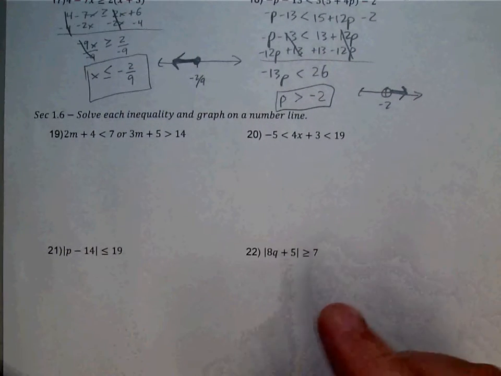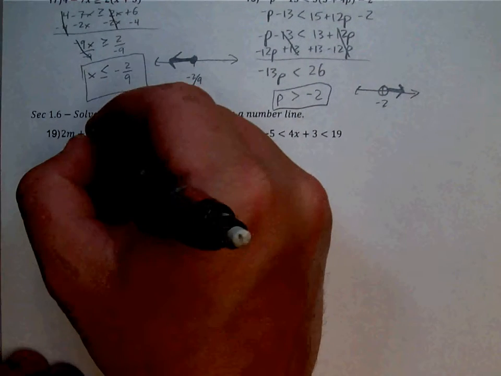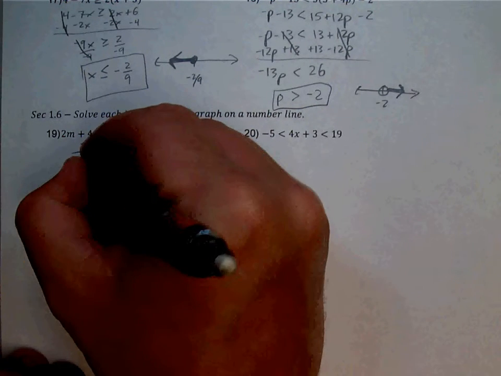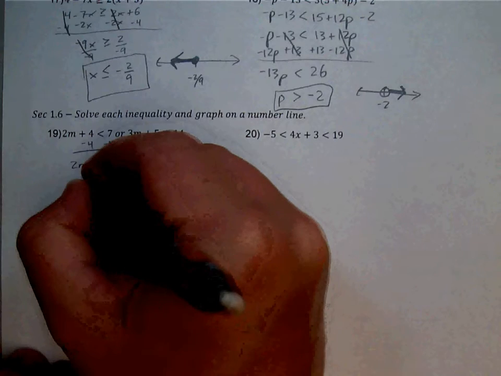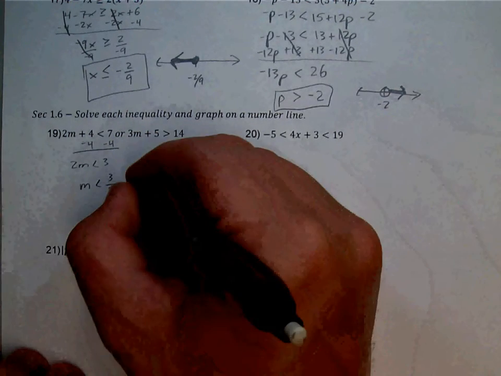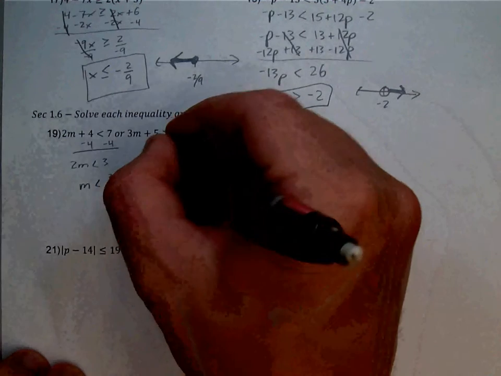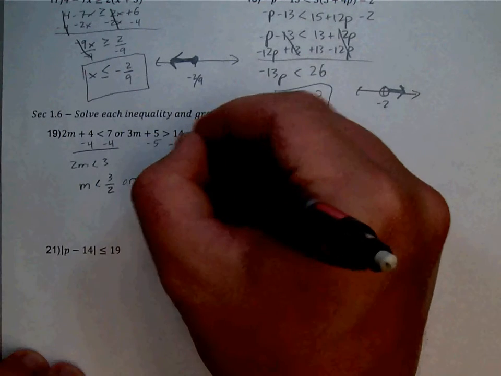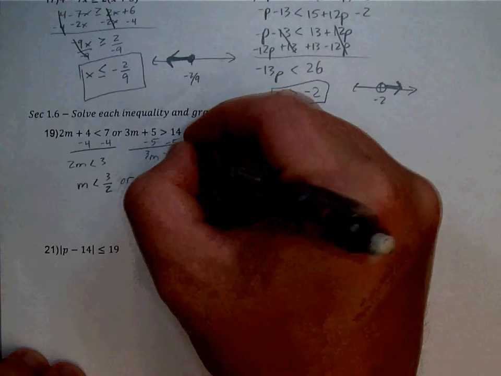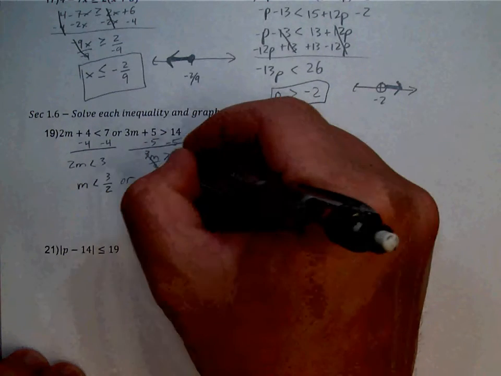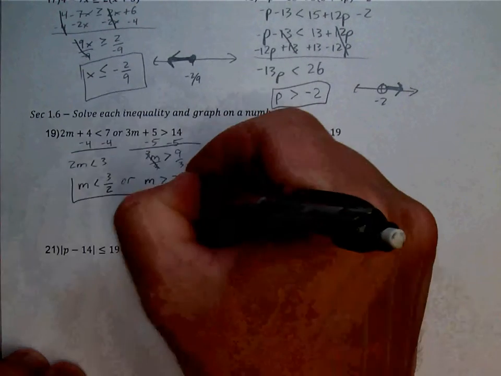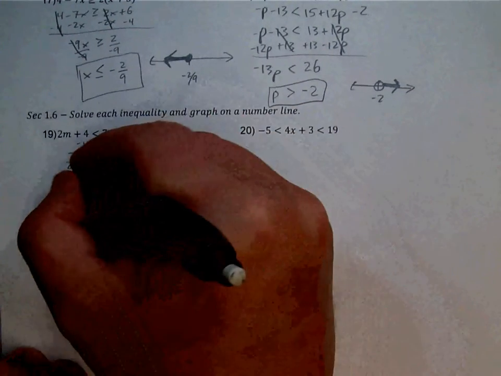Number 19, it's an OR. Solve each inequality separately, so subtract 4. 2m is less than 3, divide by 2. M is less than 3 over 2, or 3 halves, or 1.5, however you want to say that. And the second one, subtract 5. 3m is greater than 9, divide by 3. We get m is greater than 3. So m is less than 3 halves, or m is greater than 3.